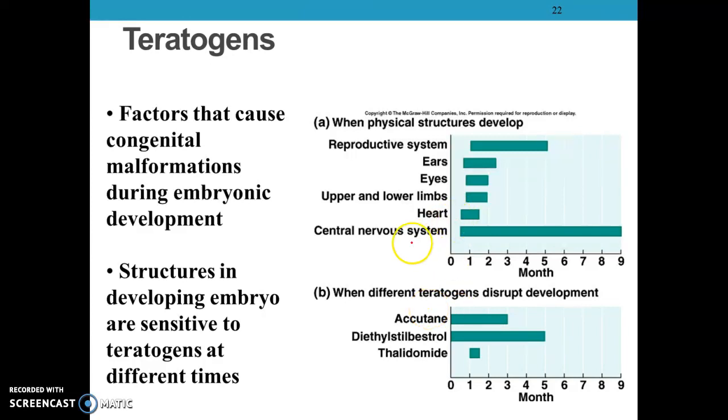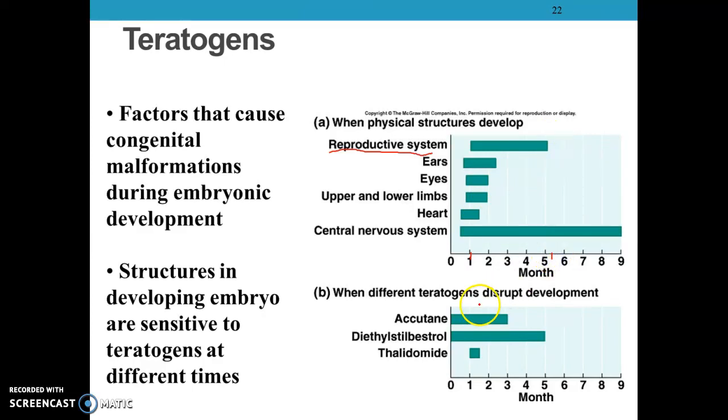If you will look at the chart to the right, it shows when different structures are developed. So, for example, the reproductive system is developed, if you look where that bar is, it starts right after the first month, and our reproductive system is not completely developed until the end of the 5th month.